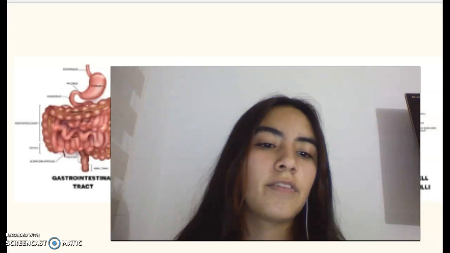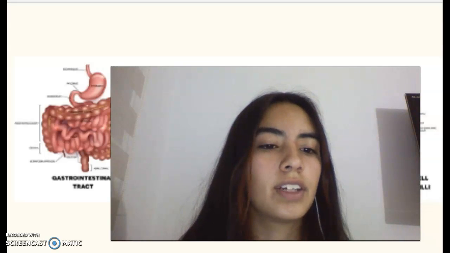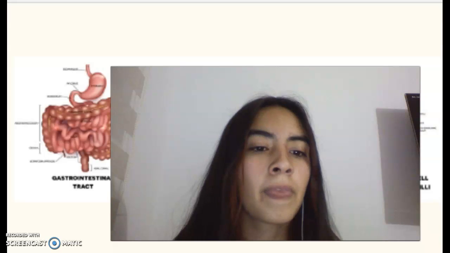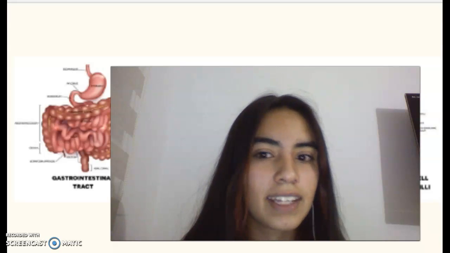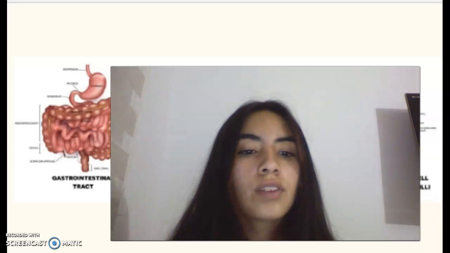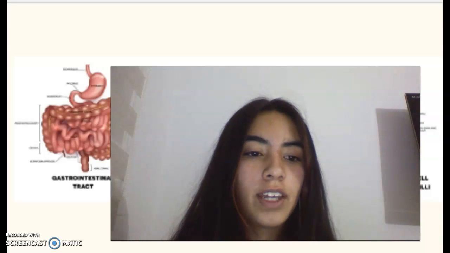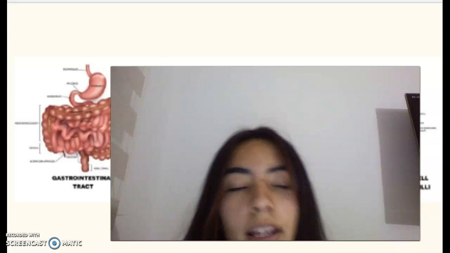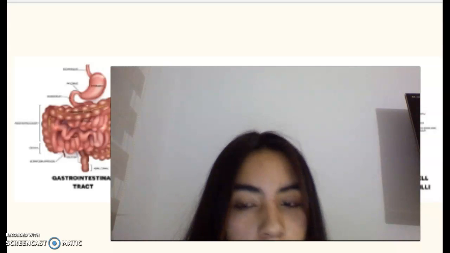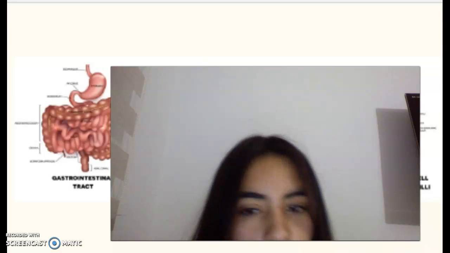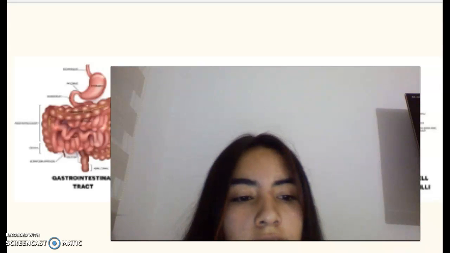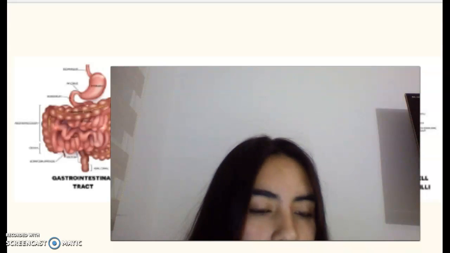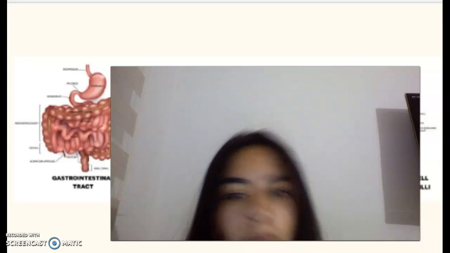The small intestine has layers similar to the other parts of the digestive tract. There are mucosa, submucosa, muscularis externa, and adventitia. So each layer has different functions. The mucosa contains the epithelium, lamina propria, and the muscularis mucosae. The submucosa is a connective tissue layer which contains blood vessels, lymphatics, and the submucosal plexus.